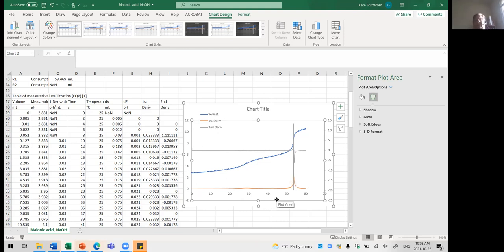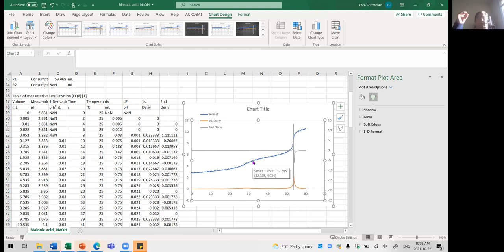Oh, the other thing I should mention is units. The titration curve does not have units for the y direction because pH is unitless, but both derivatives do have units. You can indicate the units on the axis, so on the two axes for the derivative, or you could put it in the legend.